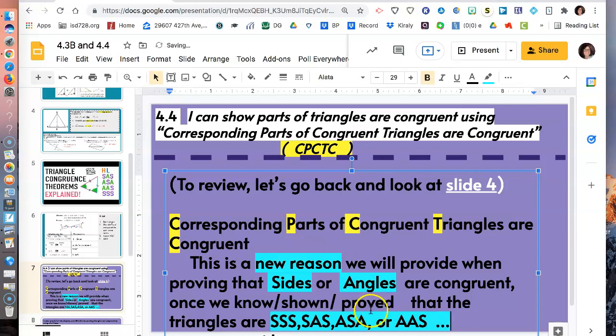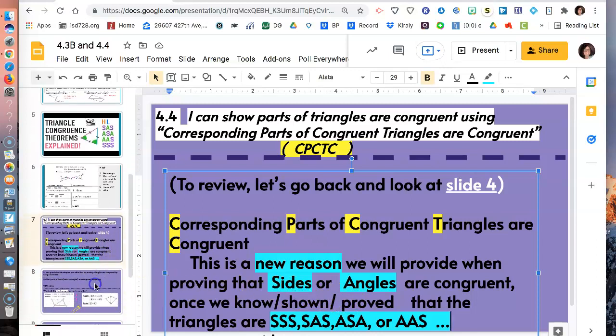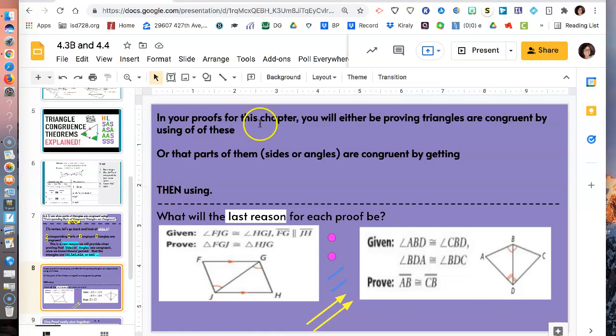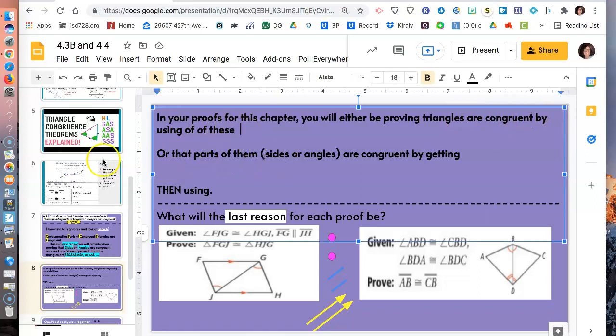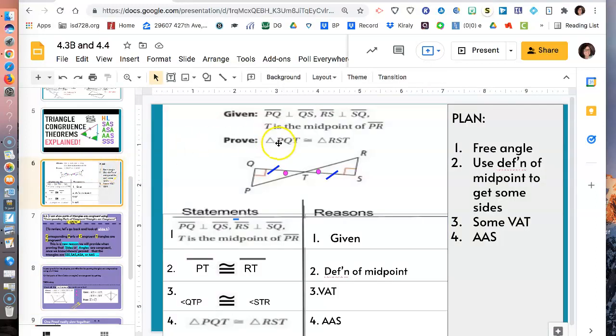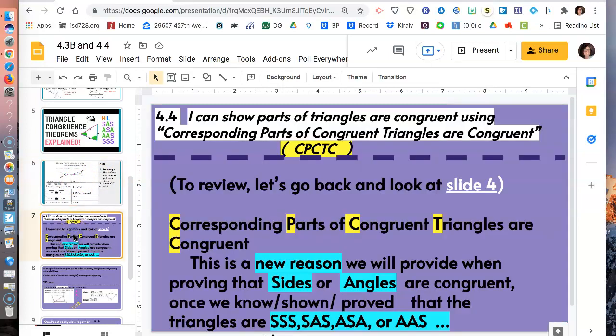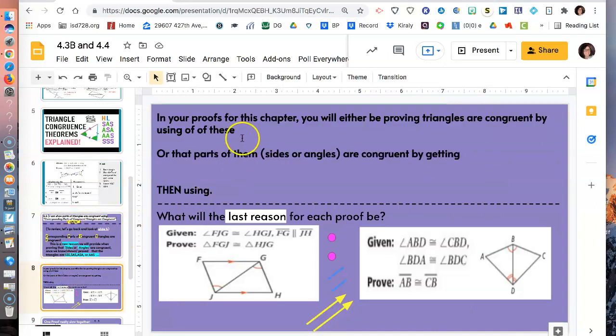with one more concluding statement. Okay, so in your proofs for this chapter, you are now either going to be proving that the triangles are congruent, which we're used to, like right up here, it said prove the triangles are congruent. On your whole last 4 worksheets, the proof has been some triangle congruent to another triangle. It's still a thing, and you're still going to need to do that.